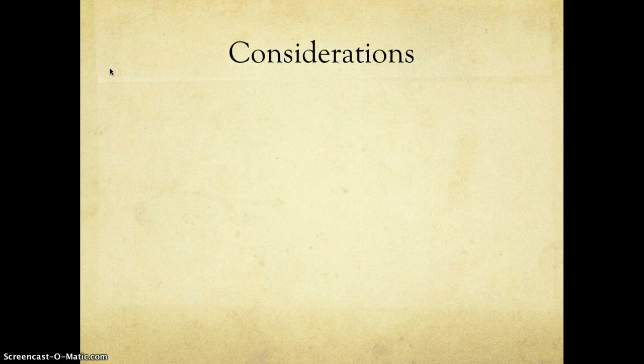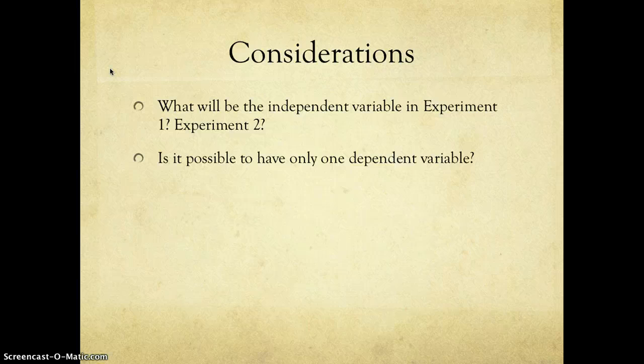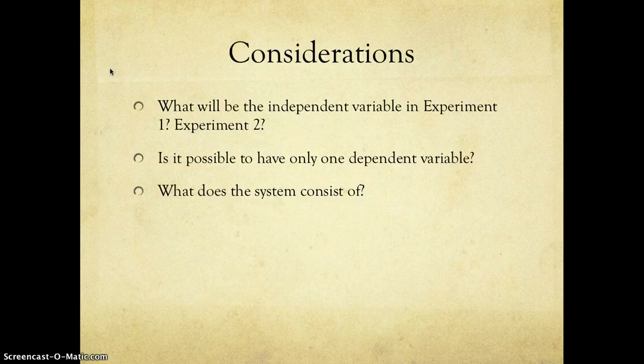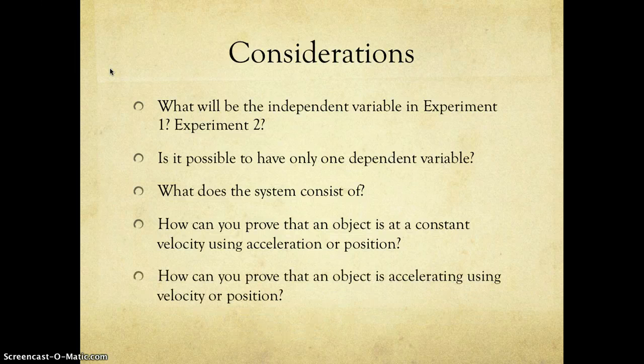Now, when you're doing your lab, you should really consider what will be the independent variable in experiment 1 and in experiment 2. Is it possible to have only one dependent variable? What does the system consist of? How can you prove that an object isn't at a constant velocity using acceleration or position? And how can you prove that an object is accelerating using velocity or position?